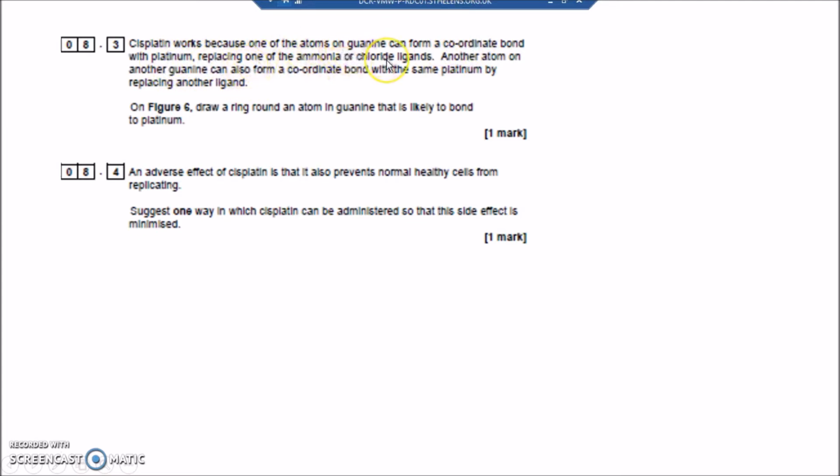So which one on guanine? It says another atom on guanine can form the same bond with platinum, replacing another ligand. In other words, you're looking for two similar atoms on here with lone pairs of electrons, and your answer is the N's. The N's bond to the platinum. They've got a pair of electrons here and there's another N there. They're the only atoms, there's two of those.